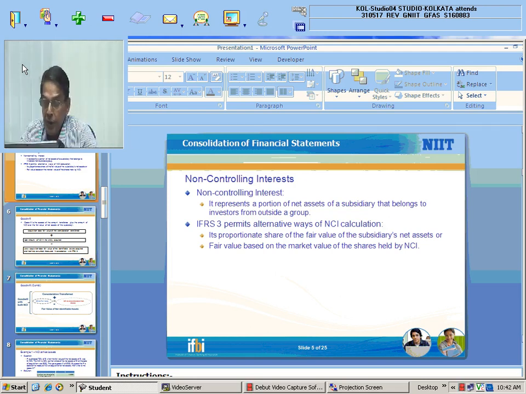NCI is also called minority interest in other accounting standards, like say in India, in AS, that is the accounting standard which is followed in India, the other name for non-controlling interest is minority interest. So sometimes we may come across the word minority interest instead of non-controlling interest. They are basically one and the same.